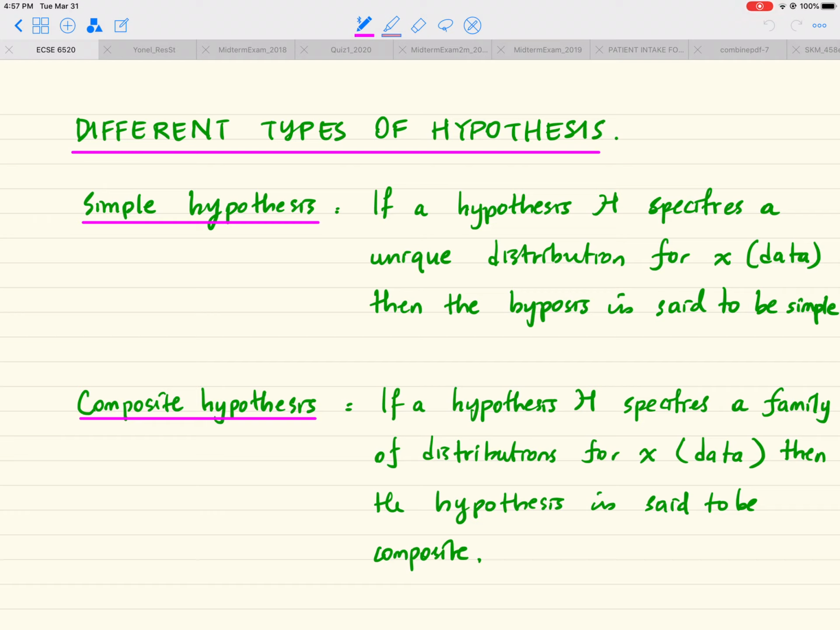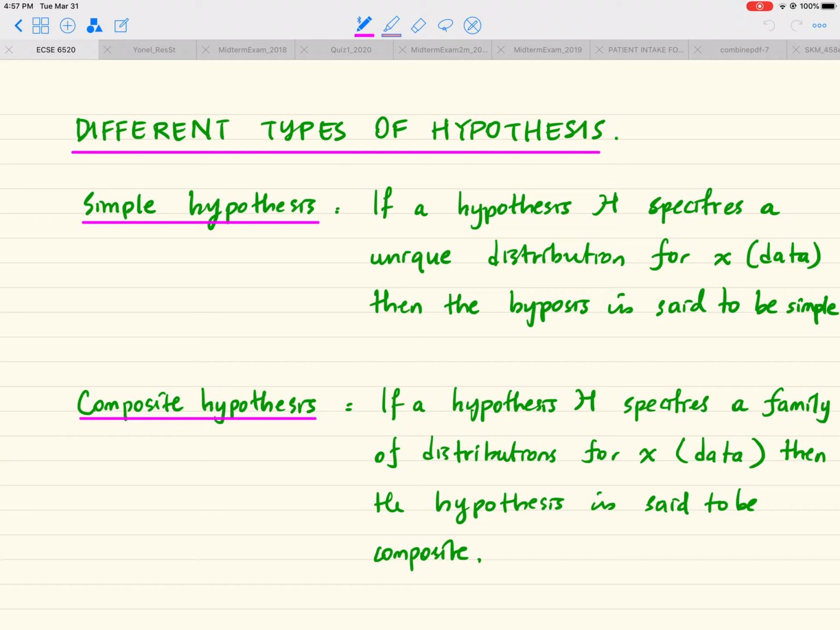All right, so let's talk about different types of hypotheses. There is what is called a simple hypothesis and a composite hypothesis. A simple hypothesis means that theta can only take a single value. Okay, so it cannot take a range of values, or the underlying distribution of our observations is unique. Okay, in that case, the hypothesis is a simple hypothesis.